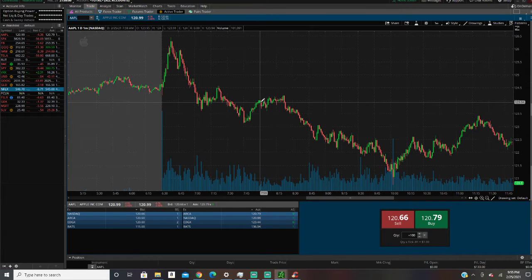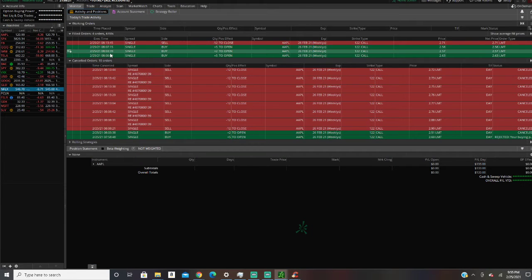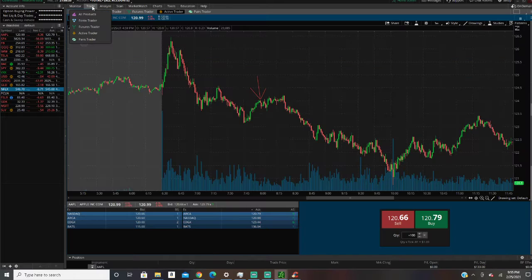So at 8 a.m., right on this red candle right here, I got in. And then I waited another 3 minutes and I added 2 contracts at 257. So that would bring my average down to like 263.